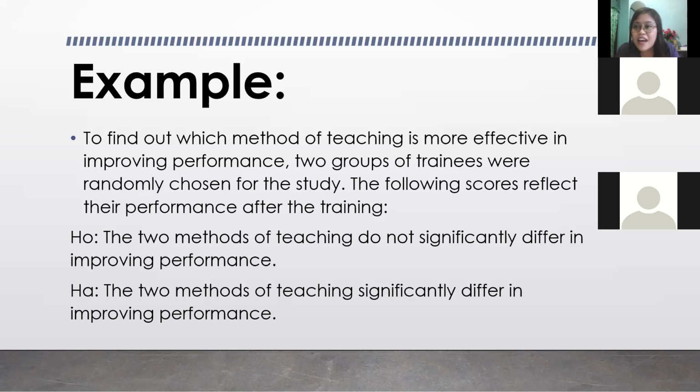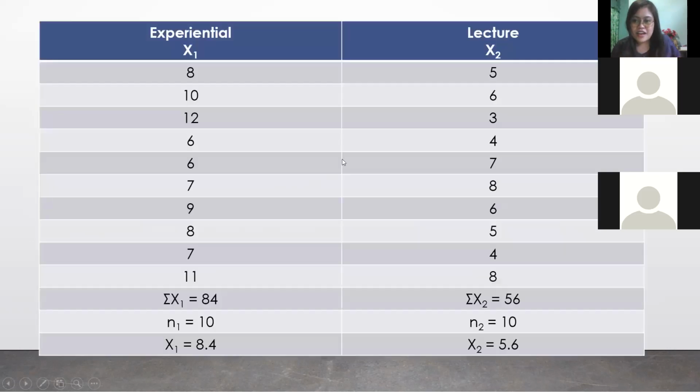So unsay meaning ani kung non-directional atong hypothesis? We will be doing the two-tailed test. Kasi just like the z-test class, the t-test also have two types of test, one-tailed and two-tailed. So you just have to look at the hypothesis if directional siya or non-directional. So again, mao ni ang atong mga scores.